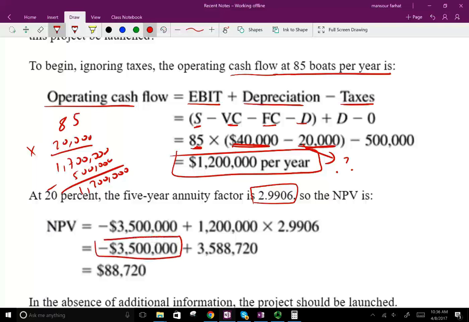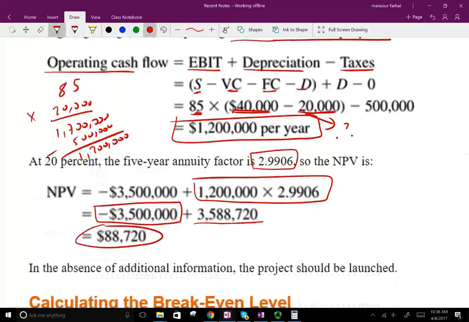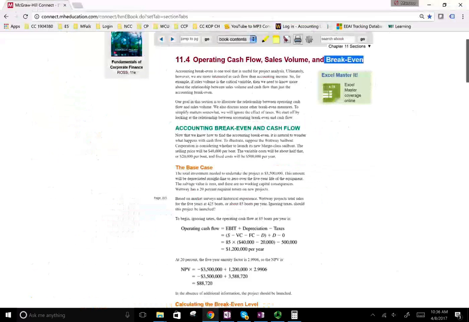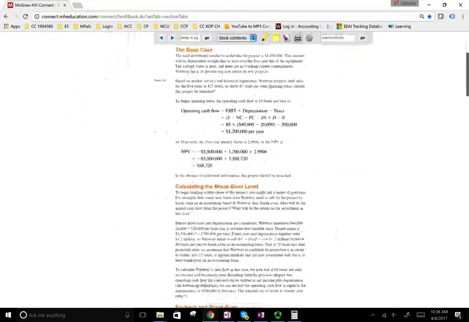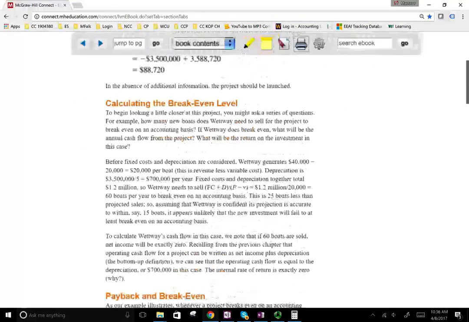My outflow is 3.5 million. The present value of 1.2 million multiplied by 2.9906 is 3,585,000. The project has a positive NPV. In the absence of additional information, the project should be launched. Because why? NPV is greater than 0. So, calculating the break-even level.